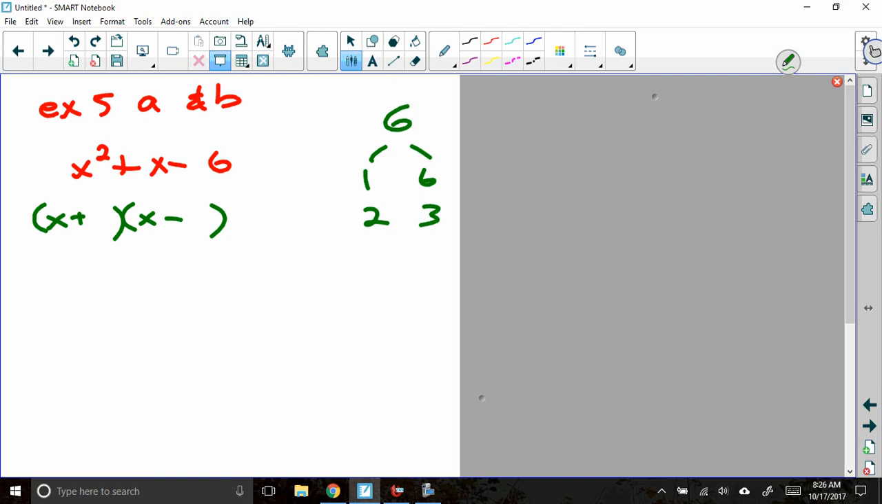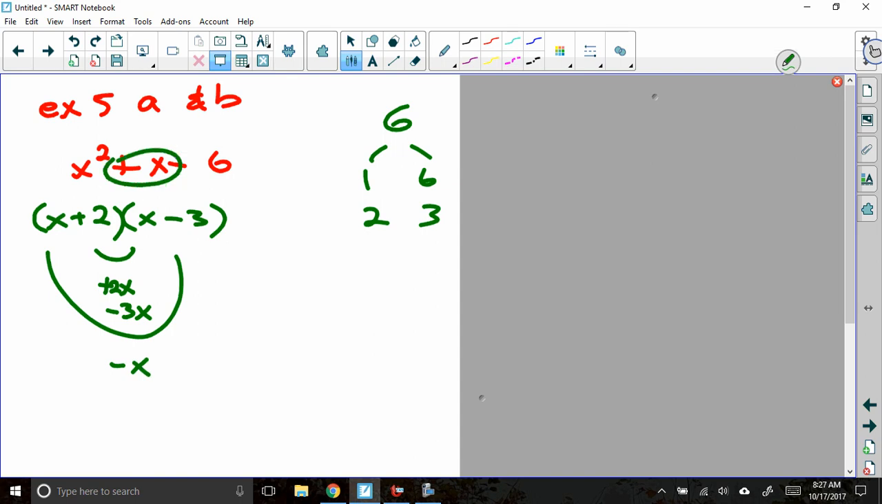So can I just haphazardly put these 2s and 3s in wherever I want? In other words, can I just put the 2 in here and hope that's right and put the 3 in here and hope that's right? No, you could FOIL. This inner product is plus 2x. This outer product is minus 3x, and those add up to be minus x, but we've got to make it add up to be plus x.